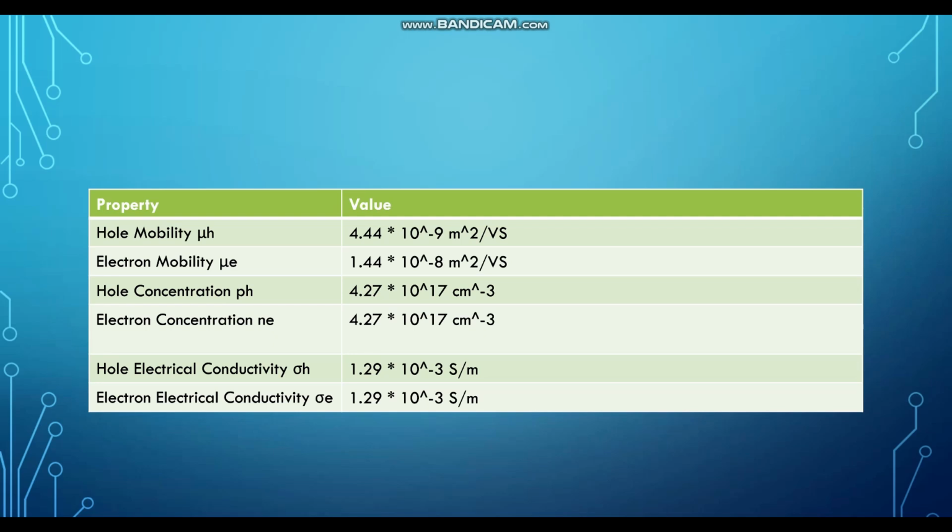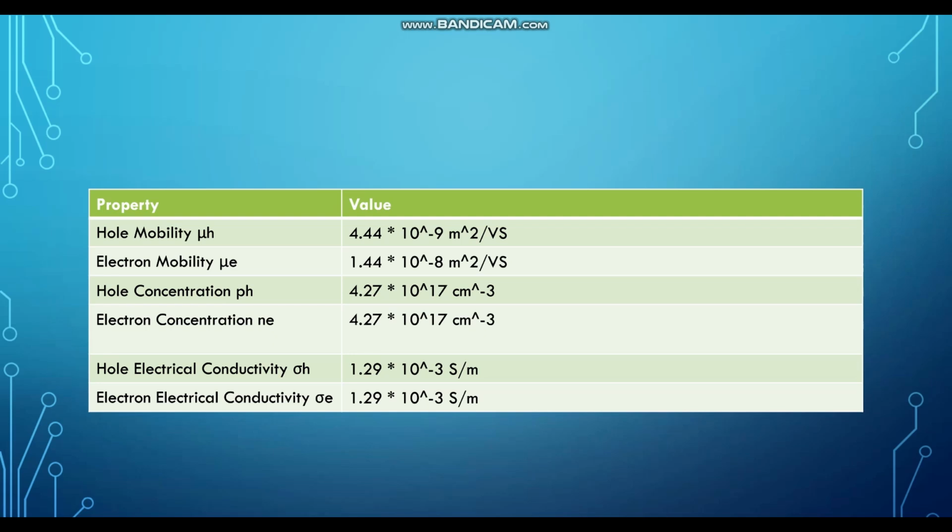After plugging into all of the equations, we find that our hole mobility is 4.4 times 10 to the negative 9 meters squared per volt second. Electron mobility is 1.44 times 10 to the negative 8 meters squared per volt second. Hole concentration is 4.27 times 10 to the 17 centimeters to the negative 3. Electron concentration will be 4.27 times 10 to the 17 centimeters to the negative 3.